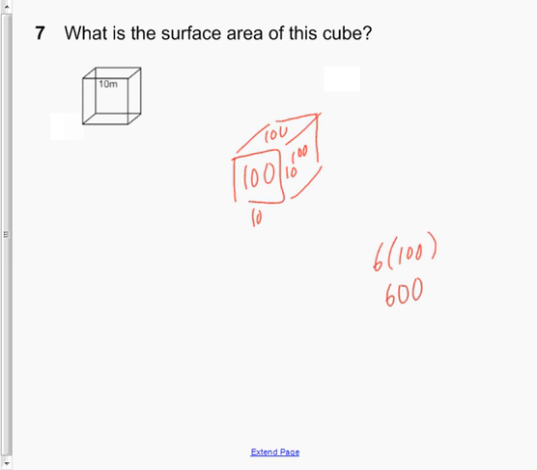What mistake did 36% of the class make? Well, they thought this 10 represented the area of each face, not the length of each side, right? So if you multiplied that by 6, you would have got 60. But that's not even cool. That shocks me because that's the easiest question on the whole sheet.